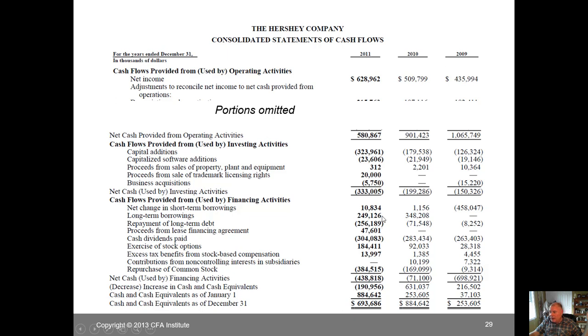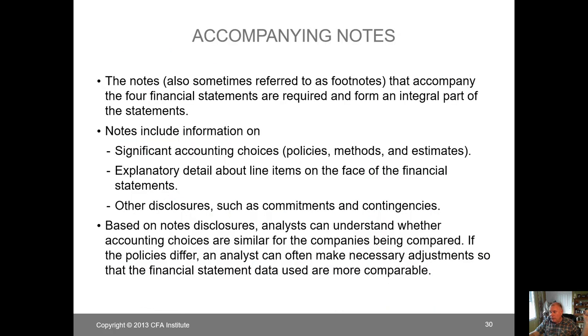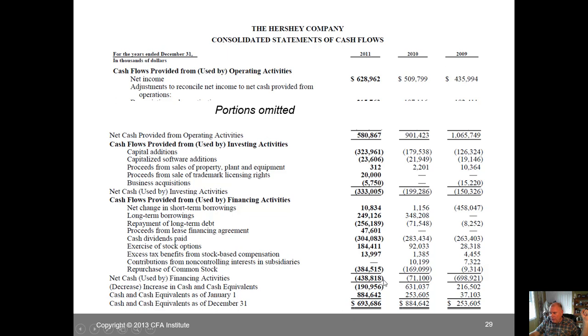So what they did is they borrowed more money, but they paid money back. They paid dividends. There was exercise of stock options, which is compensation to the executives, and they repurchased common shares. So they spent $438 million. If operations generated $580 million, the net cash on the investment side was a $333 million outflow, and then the $438 million outflow on financing, cash actually went down. And we see that here. We want to see how the cash runs. A very important statement as we move forward.